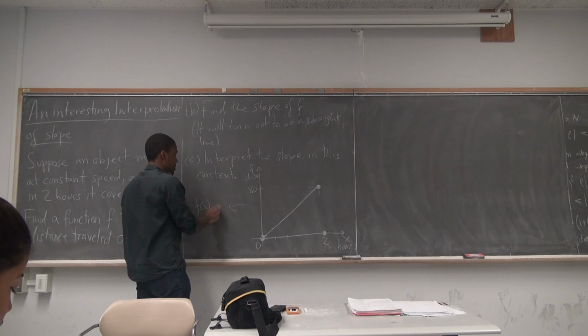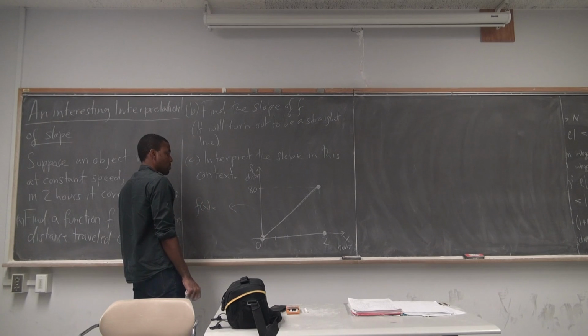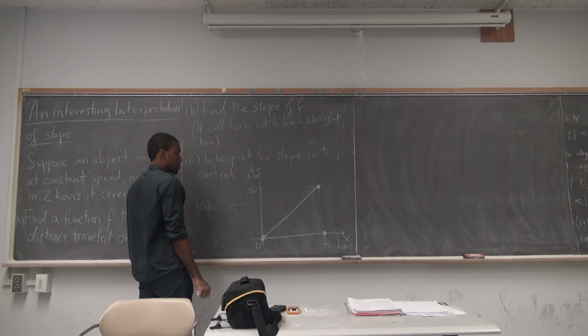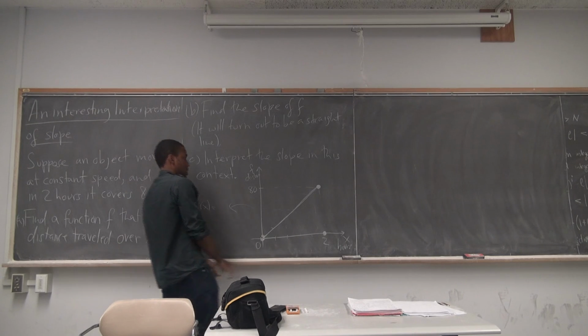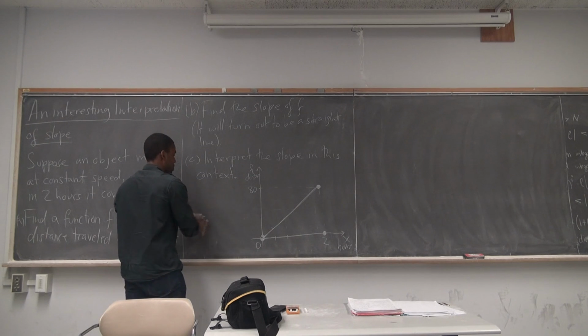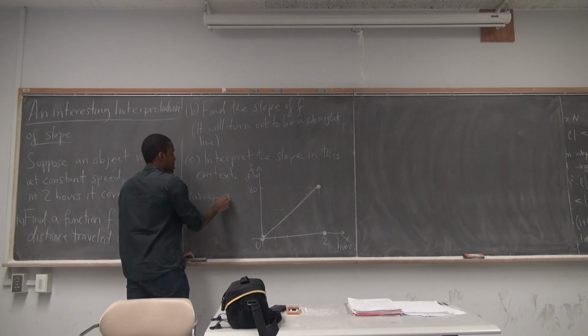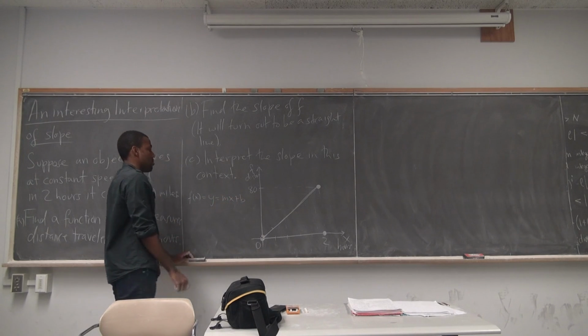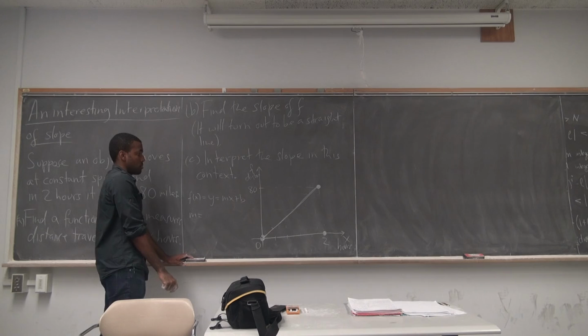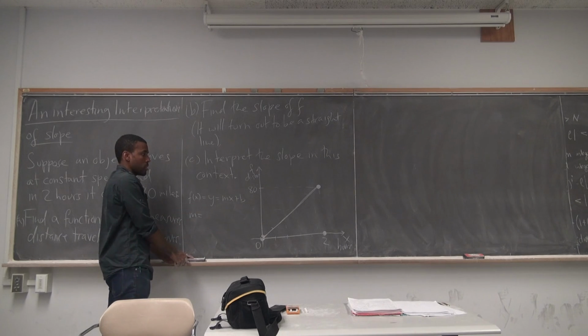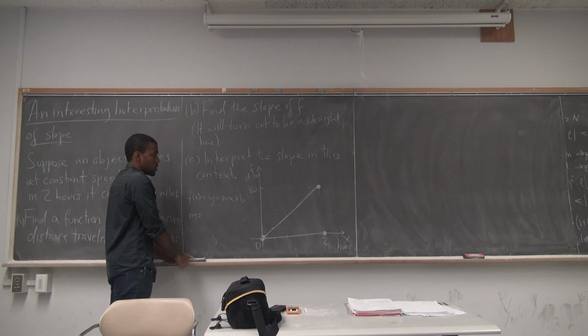How would you find it? It's a straight line, so what are we going to do? We know what it should look like, right? So I know f of x should be y equals mx plus b. So the first thing we have to do is find the m. What is the m? Right? M is the slope. What is the slope here? 40. It's rise over run.